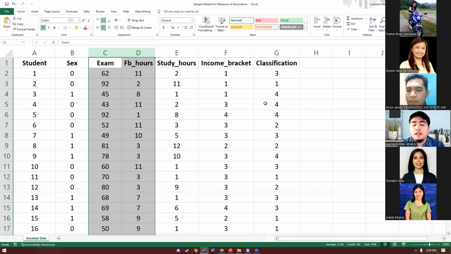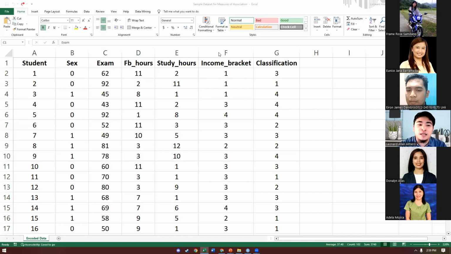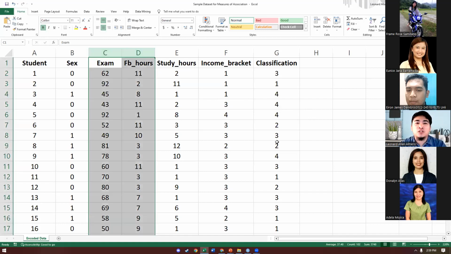What is the relationship ng score sa exam, yung nakuha mo sa exam, at yung FB hours? Ano pong ine-expect nyo dito? Meron po ba kayong ine-expect sa relationship nitong dalawa? You may use our chat. Kasi sometimes pag meron kayong variable, dapat meron na kayong idea kung ano yung result.